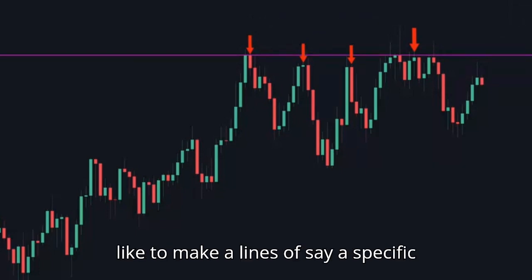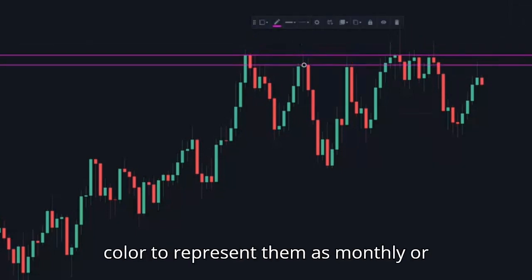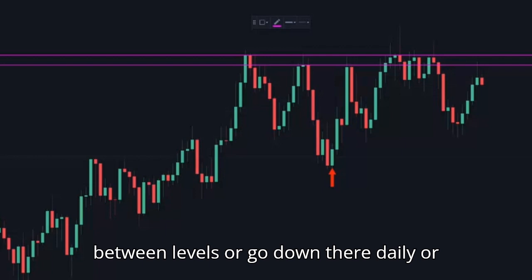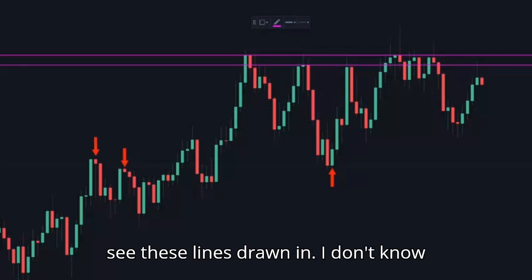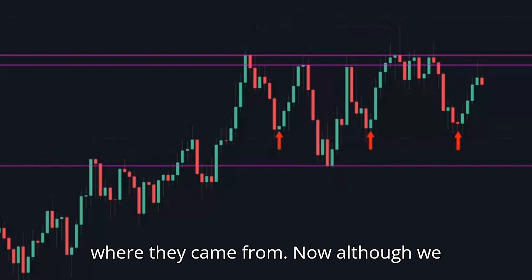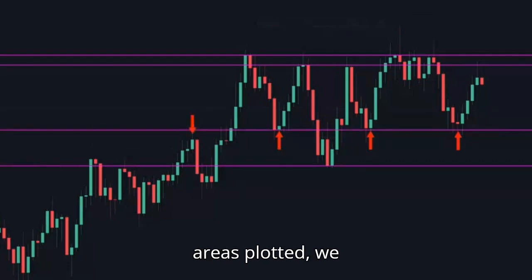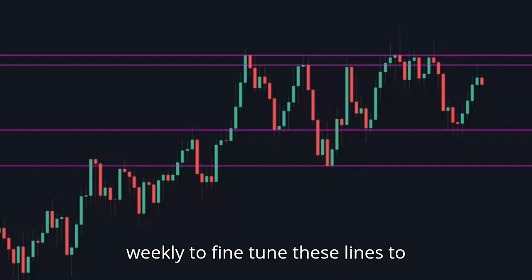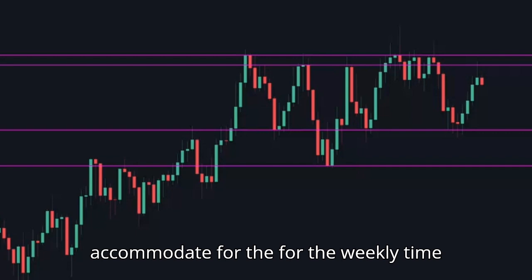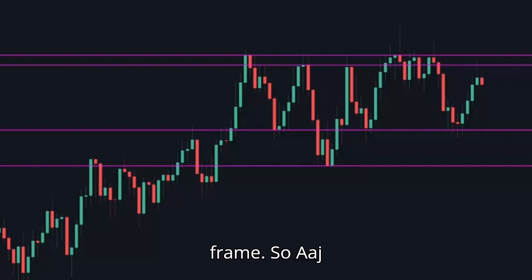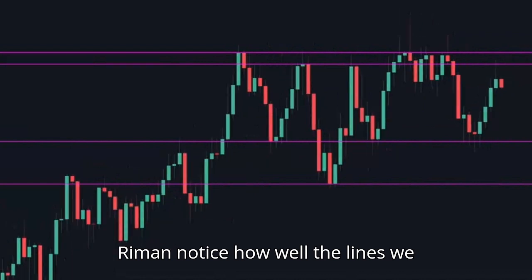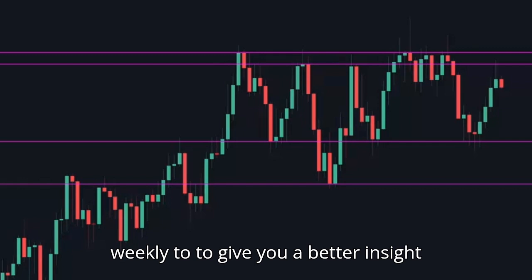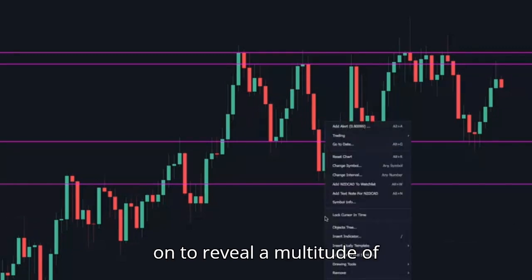I also like to make lines a specific color to represent them as monthly or weekly levels, so that when you jump between time frames or go down to the daily and see these lines drawn in, you know where they came from. Now, although we have the monthly support and resistance areas plotted, we will jump down a time frame to the weekly to fine tune these lines. Notice how well the lines we drew in on the monthly appear on the weekly, and they reveal a multitude of rejections.